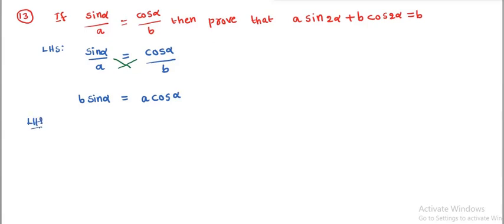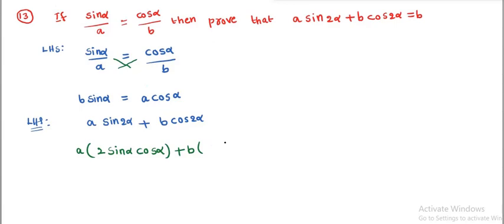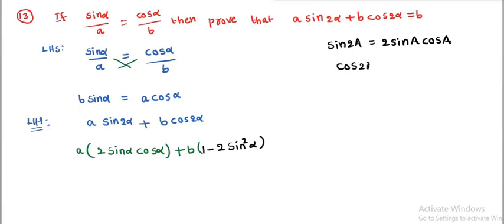So taking the LHS term, A sin 2 alpha plus B cos 2 alpha. So next, A into sin 2 alpha is in the form of sin 2A, which is 2 sin A cos A. So 2 sin alpha cos alpha, plus B into cos 2 alpha, which I write in terms of sin as 1 minus 2 sin square alpha. Okay, sin 2A is equal to 2 sin A cos A. Next, cos 2A in terms of sin is 1 minus 2 sin square A.